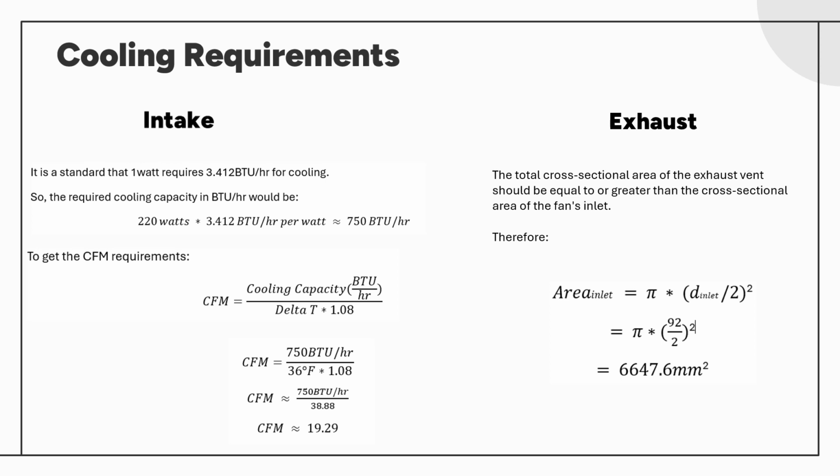For proper airflow, you need to ensure that the total cross-sectional area of the exhaust vent is equal to or greater than the cross-sectional area of the fan inlet. This ensures that the airflow is not restricted and allows for efficient cooling. You can refer to the slides for the calculation.